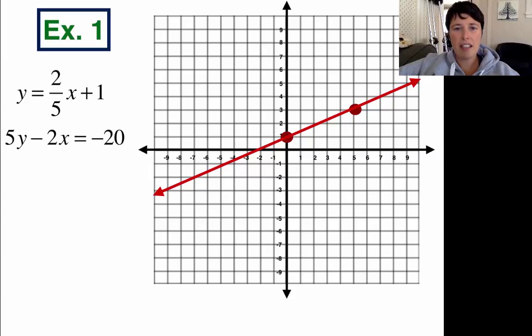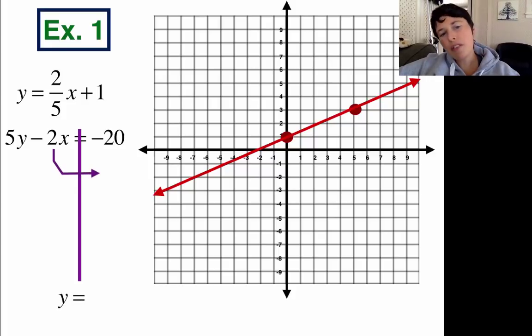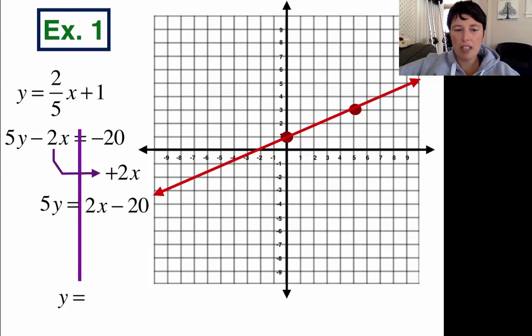Let's do the second line. Second line's in standard form. Yuck. So I'm going to put a line down the middle. I'm going to solve for y, and I'm going to change it to y equals mx plus b. I'm going to take that 2x and move it to the other side, make it a plus 2x. I'm going to keep the 5y, and then I'm going to make it 2x minus 20. Now let's divide the 5 away. We've got to divide everything by 5.